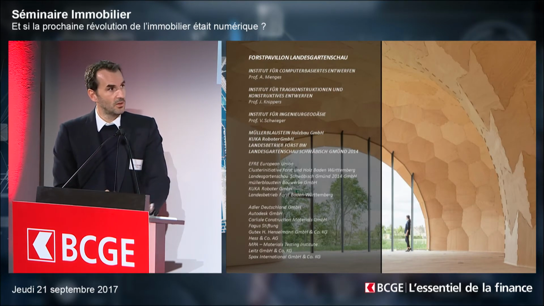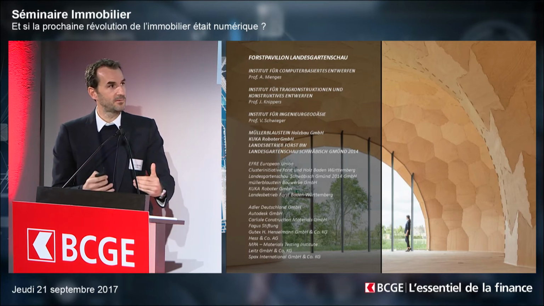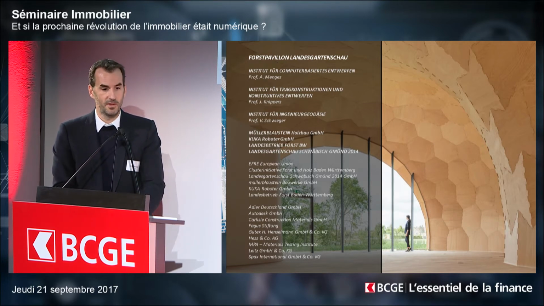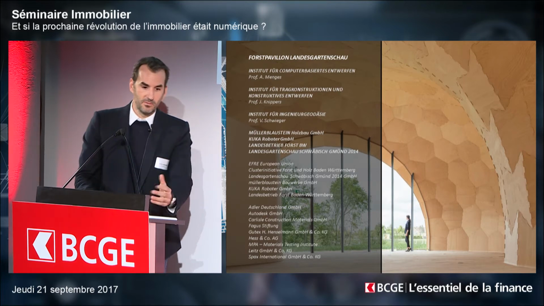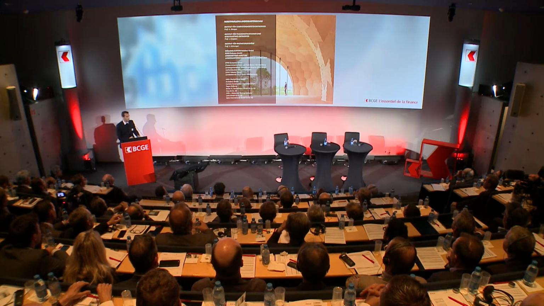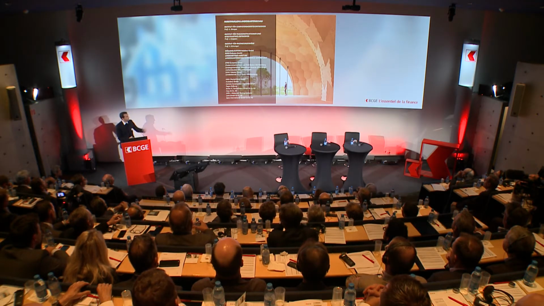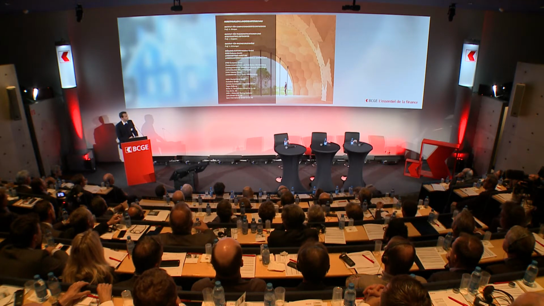So let me start with the first one, which was an exhibition hall that was the final outcome of an EU-funded project on robotic manufacturing in the timber industry. This is a fully functional, permanent building, equipped with all the facilities that you need, yet constructed in a totally different way.